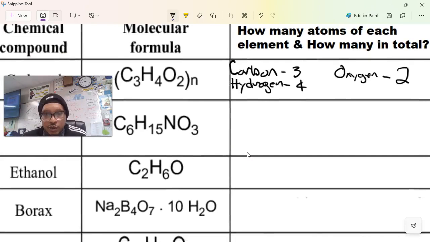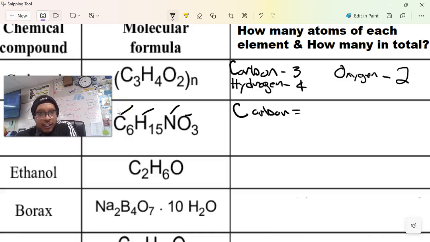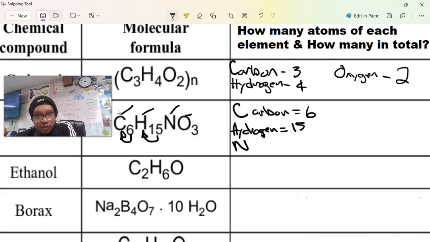So if you look at this next one, it looks like we have carbon, hydrogen, nitrogen, and oxygen. So for the carbon, we're going to end up with, it looks like, 6. Okay, cool, 6. Then for the hydrogen, and again, this 15 only belongs to the hydrogen. So we'll put hydrogen, and that is going to also be 15. And then the N, which is the nitrogen. Cool.